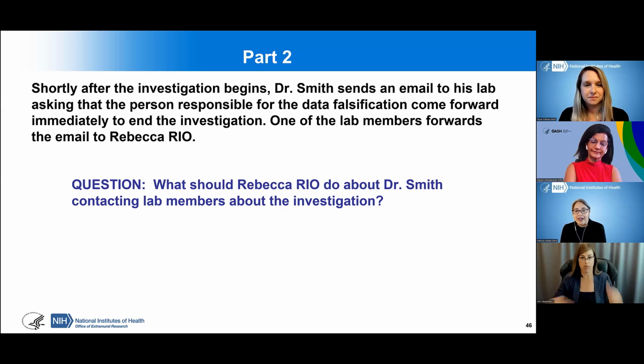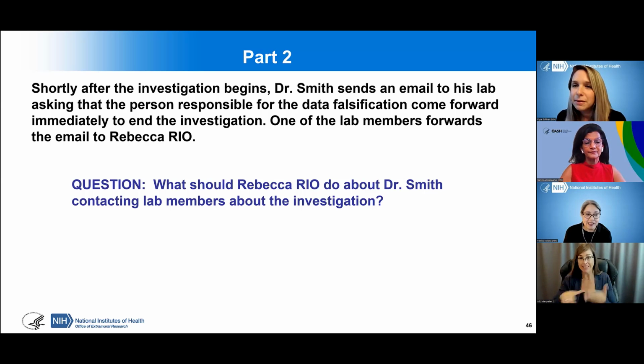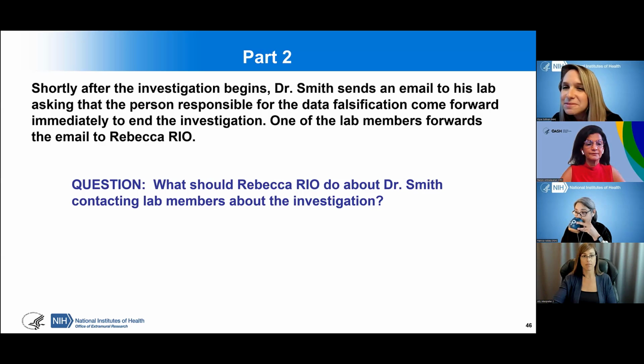Okay, so here we are. So one of the lab members forwards this email about Dr. Smith sending this email asking for the person responsible for the data falsification to come forward. So what should Rebecca Rio do about Dr. Smith contacting lab members about the investigation? Okay, does anyone want to raise their hand and say something? Yep, we have one hand raised. Smita, I'm going to call on you and ask you to unmute. Sorry if I butchered your name.